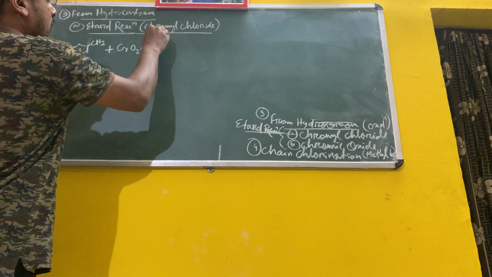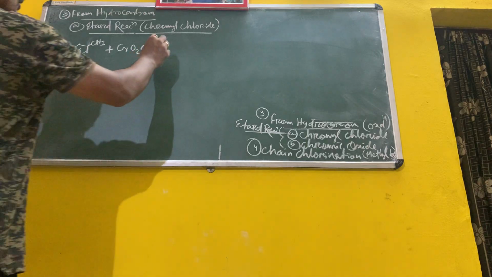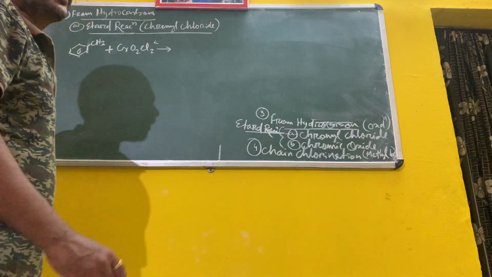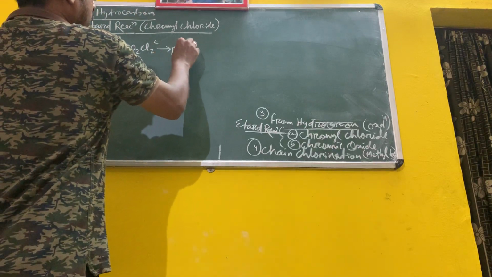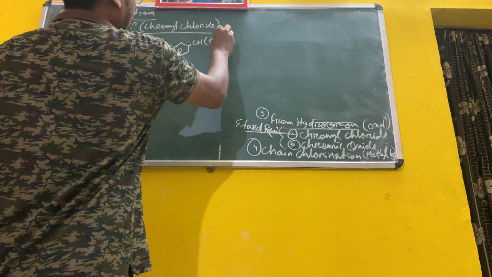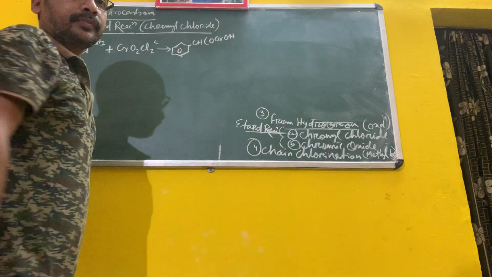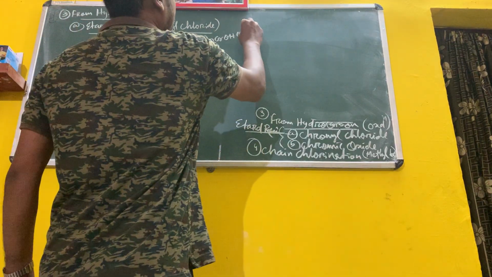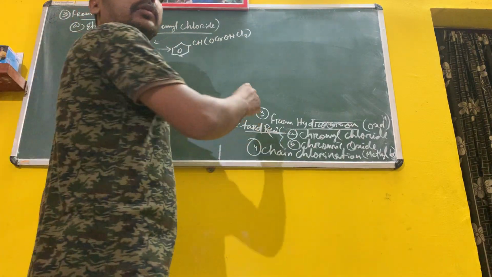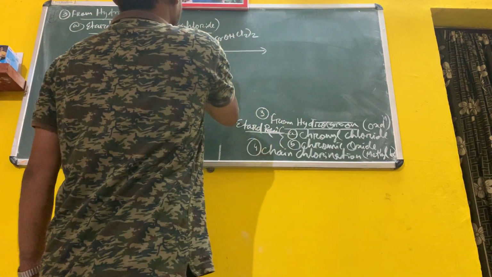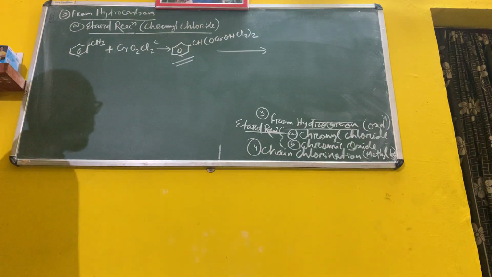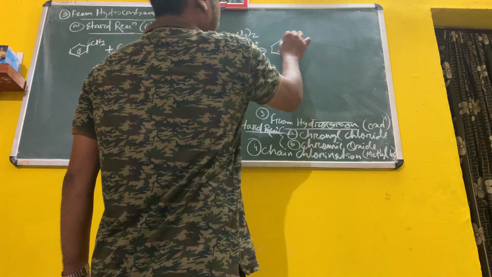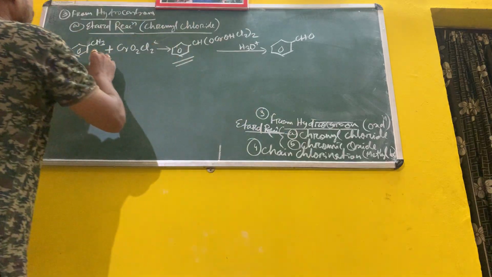This is your chromyl chloride to form one intermediate, that is benzene CH(OCrOHCl2)2. You write this Cl2. It is an intermediate, it is a complex. It will form, then followed by the hydrolysis, H3O plus, to form benzaldehyde. This is your Etard reaction.